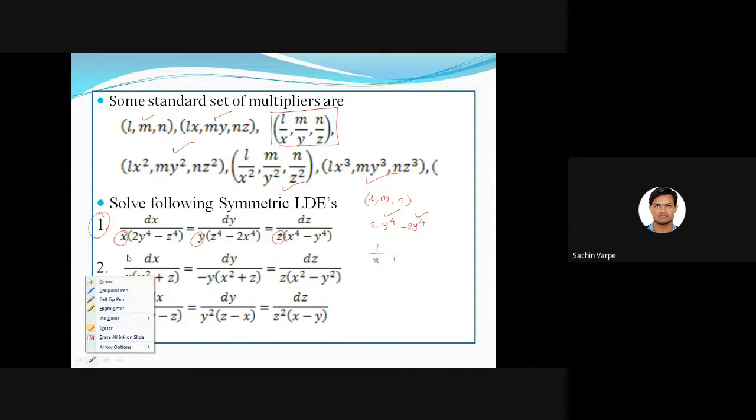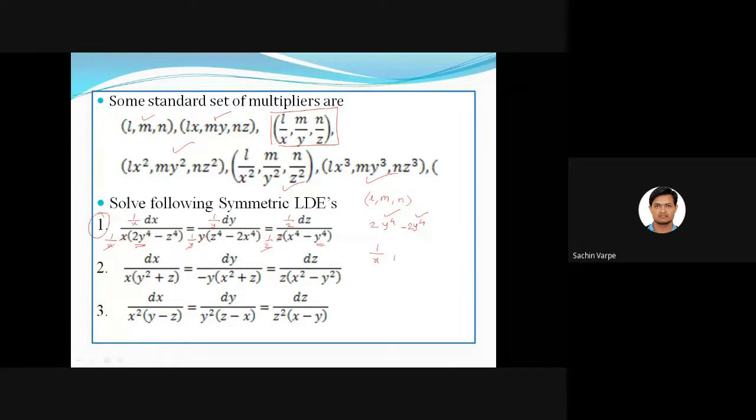Because you can see here, when I multiply these denominators by 1 upon x, 1 upon y, and 1 upon z, this gets cancelled. Similarly, we have to multiply the numerator also by 1 upon x, 1 upon y, and 1 upon z. But still, x, y, z is getting cancelled, but the terms are not getting cancelled throughout. You can see here 2y raised to 4 and just minus y raised to 4.